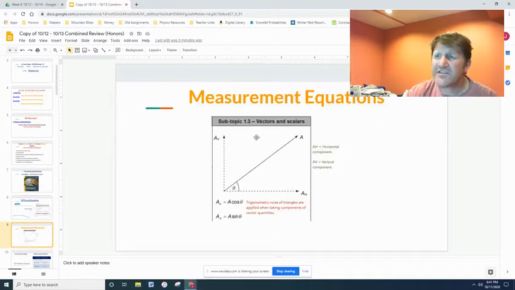For the measurements equations, just going through, we are going to be looking at vectors and scalars. We did look at those, and knowing that if you have an angle here and you wanted to know what the component in the x direction is, you're going to do a cosine theta. And if you wanted to know what the component is in the y direction, then you would do a sine theta.